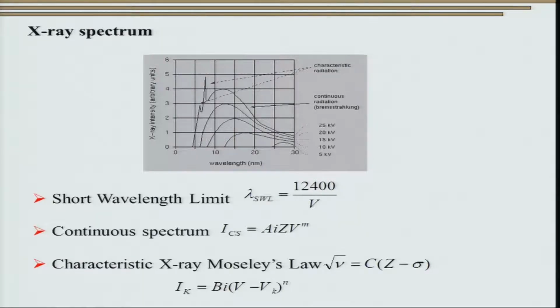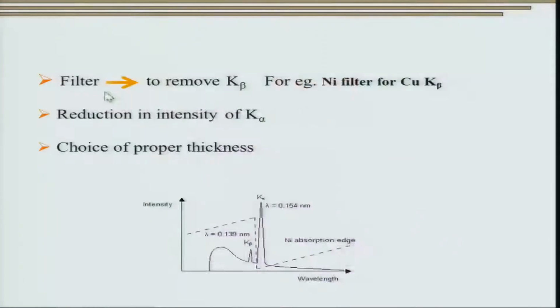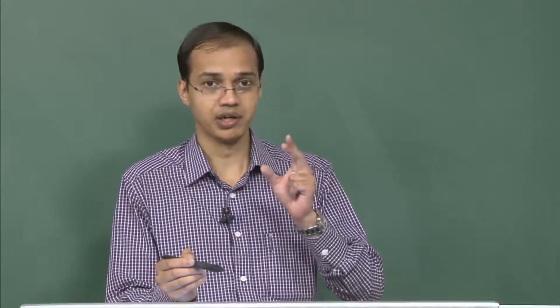I am not going into the details of these, considering that you have gone through it in your basic course on X-ray diffraction. So, having seen this characteristic peak, the first and foremost job at hand is to separate the two peaks, and for this we use what is known as a filter. All of you must be aware of the absorption edge phenomenon, in which a material can absorb X-rays of a particular wavelength, and this is characteristic of the atomic number of that element.